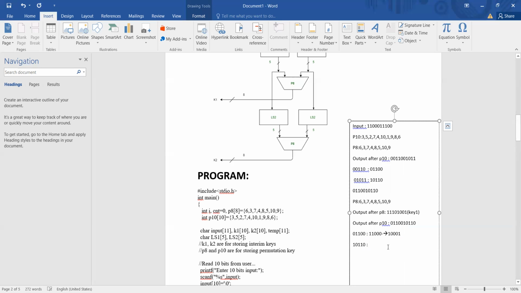Again for the right part, after the first left shift we are going to get 0 double 1 0 1, and after doing the second left shift for this, we are going to get double 1 0 1 0. We need to combine these two elements so that we get a 10 digit output. After combining, we'll get this output.